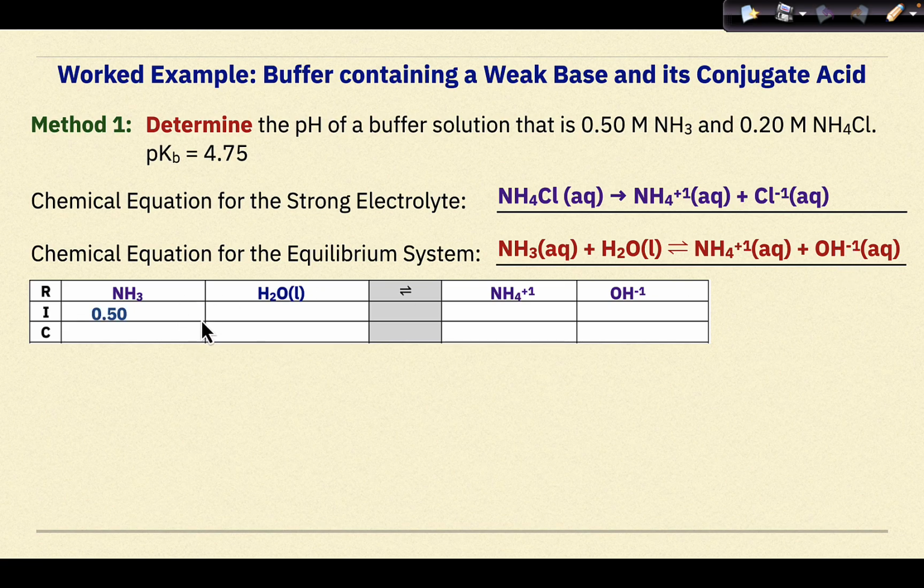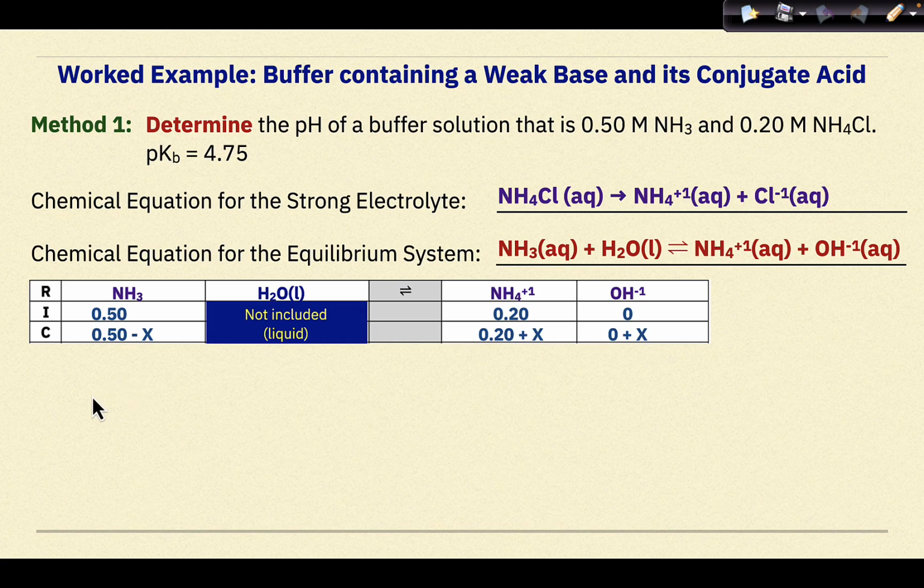In the beginning, we have a concentration of 0.50 molar for NH3. The water is a proton donor but is not included in the calculation of the pH. Our concentration of NH4+ comes from the strong electrolyte, and no hydroxide ions are present. To some degree, the NH3 will react with the water to produce NH4+ ions, in addition to the concentration from the strong electrolyte, and some amount of hydroxide ions are also formed.